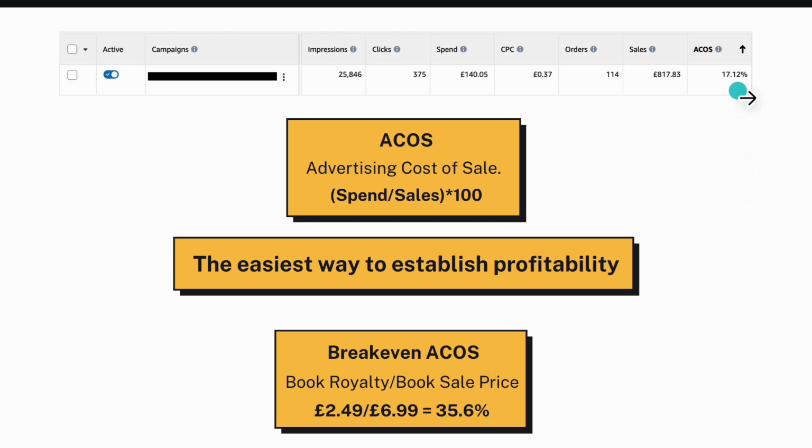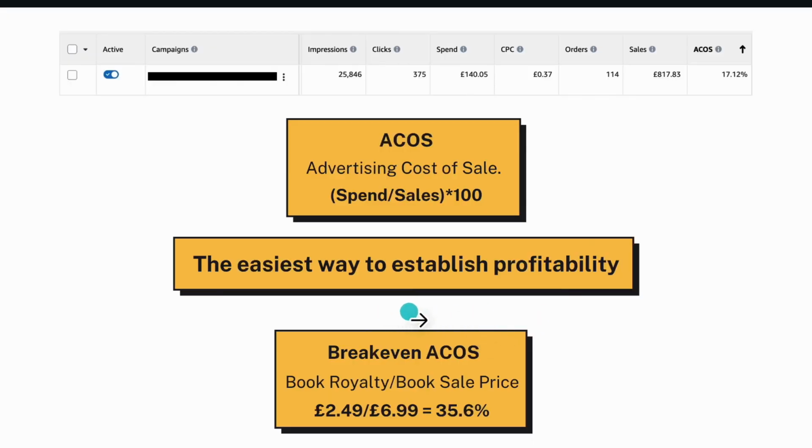So in this example here, my ACOS is 17.12%. So it's a really low ACOS, which means it's a very profitable ad campaign. So I can look at this straight away, and because I know my break-even ACOS is 35.6%, as long as this number is below 35.6%, this ad is profitable. If this ACOS was coming through at something like 50%, I would know, okay, because that's higher than my break-even ACOS, I am losing more money than this ad is actually gaining me. So that's how you calculate break-even ACOS.